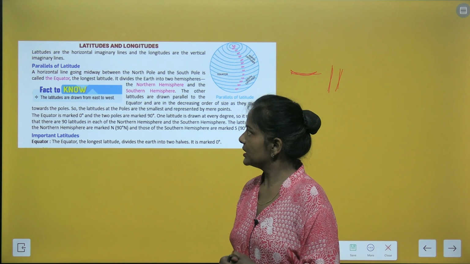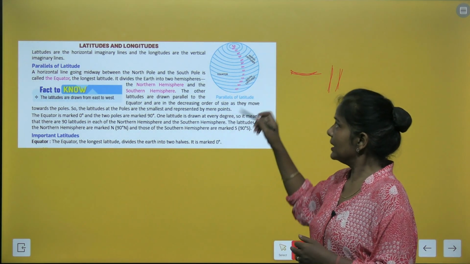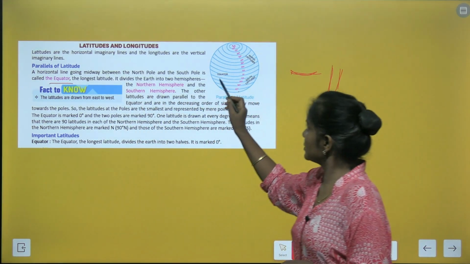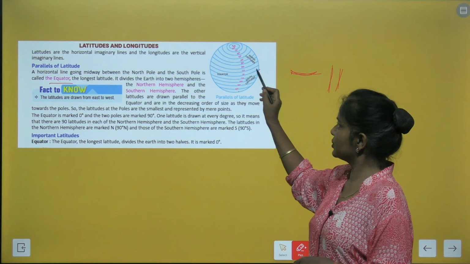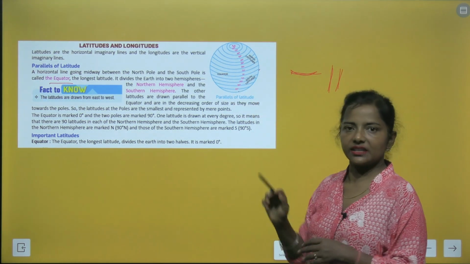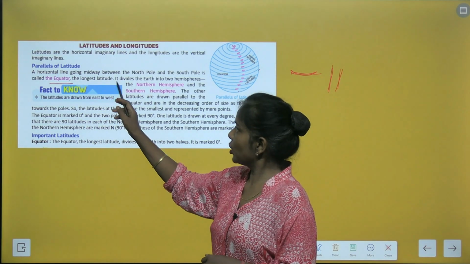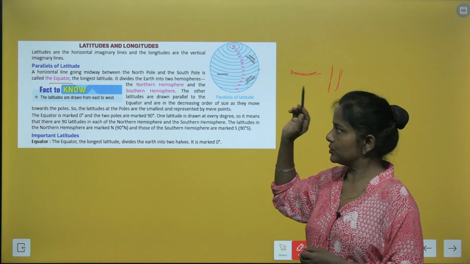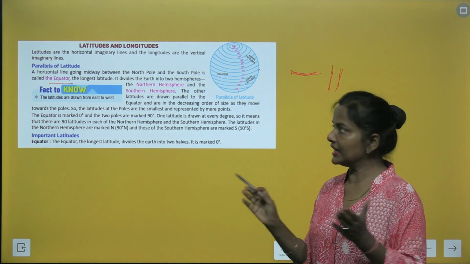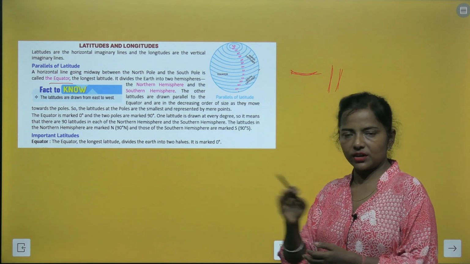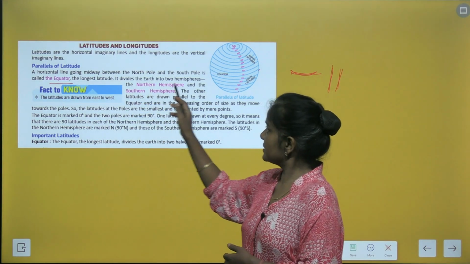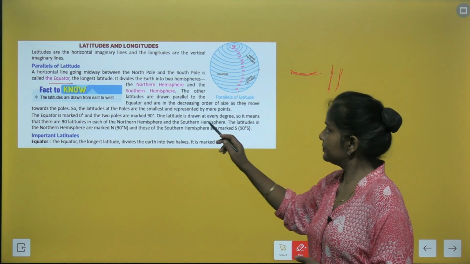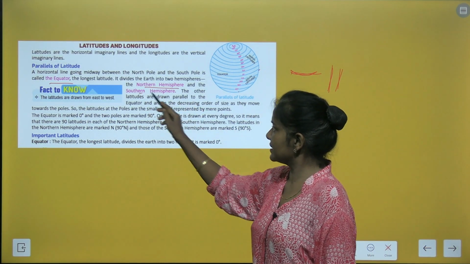Parallels of latitude. A horizontal line going midway between North Pole and South Pole is called the equator. जो horizontal line बीच में जाती है North Pole और South Pole के, उसे कहा जाता है equator. The longest latitude. और ये होता है सबसे लंबा latitude. जो equator है it is the longest latitude. कि latitudes जो होते हैं वो horizontal lines होते हैं. It divides the earth into 2 hemispheres. Earth को 2 hemispheres में divide करता है ये equator. The northern hemisphere and the southern hemisphere.